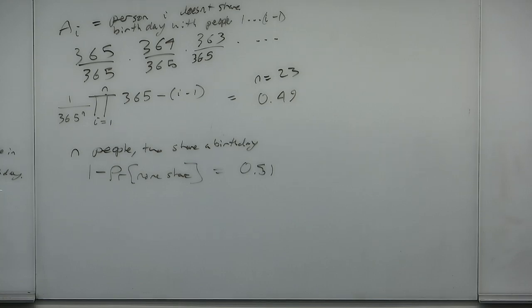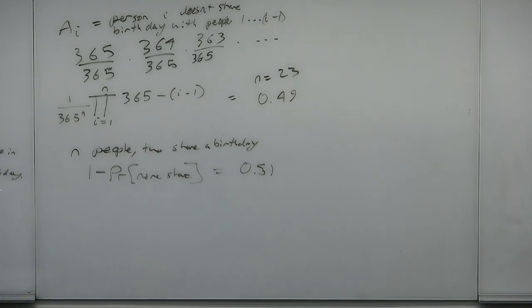It turns out, the reason this is a paradox is that 23 people is surprisingly small. You only need 23 people in a room to have 50-50 odds that two people share a birthday. There are only 8, 12, 13 people in this room right now, so we're not even close. But you could probably estimate this for 13 people: what's the probability two share a birthday? I don't know, maybe a quarter or something. So there's a quarter chance that two of the people in this room share a birthday.